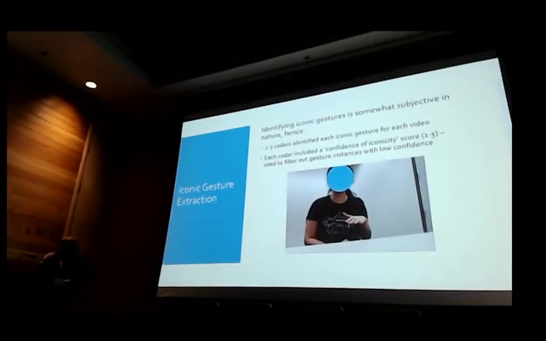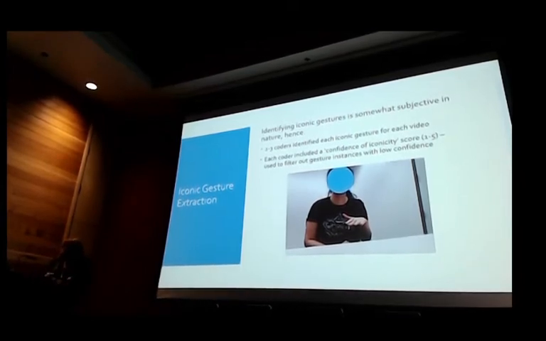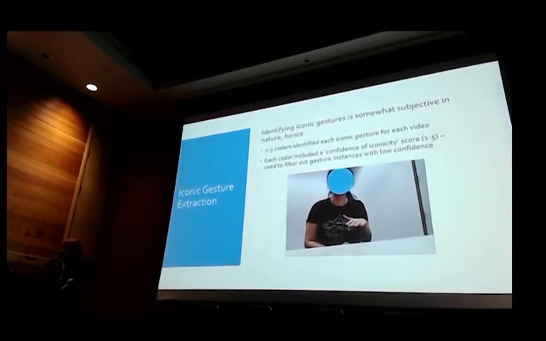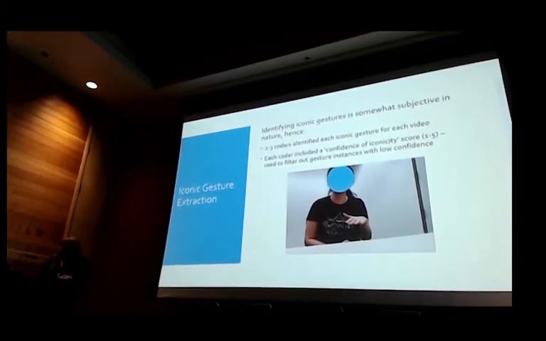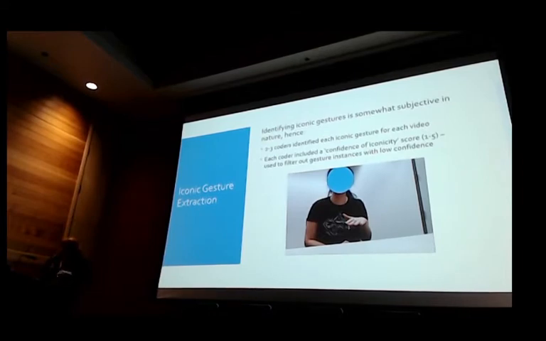It's important to note that iconic gestures and the identification of them is somewhat subjective in nature, so we use 2 to 3 coders to identify each iconic gesture in each video, and had them include a score of confidence of iconicity to indicate how sure they were of that gesture being iconic, and we then used averages of those scores to filter out gesture instances with low confidence.